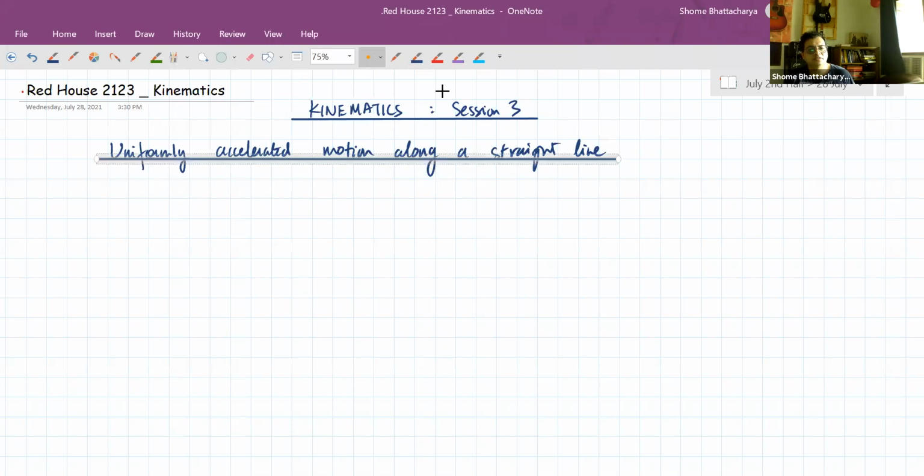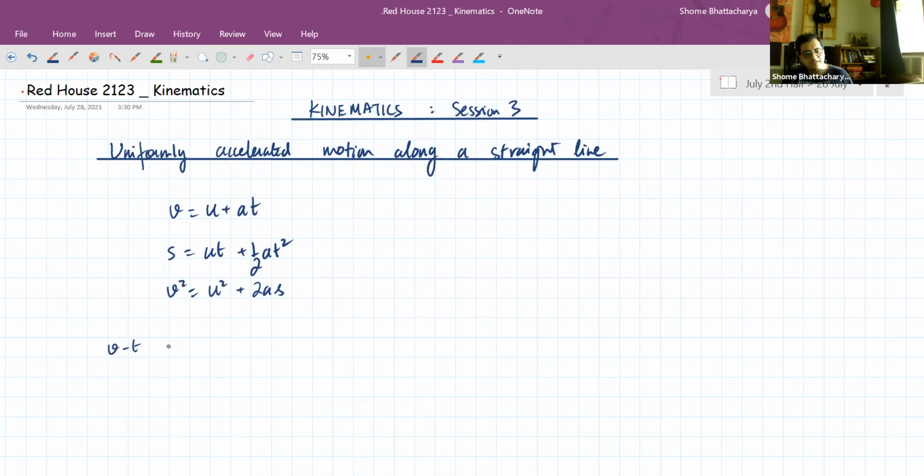So we have seen the derivations of these three equations: v equal to u plus at, s is equal to ut plus half at square, and v square is equal to u square plus 2as. The so-called three equations of motion. Now let's start today by understanding some of the graphs.